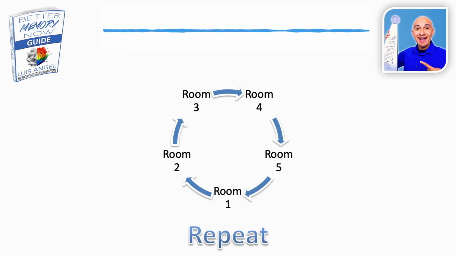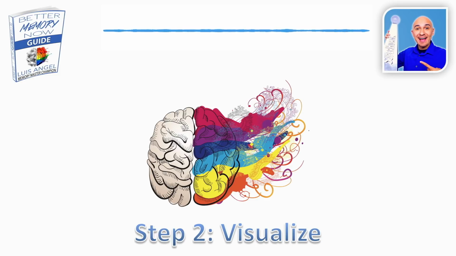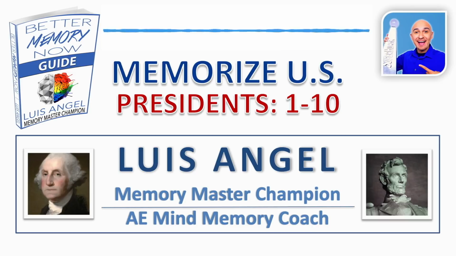Now what I want you to do is repeat this process for each one of the rooms. If the next room is a bathroom, maybe choose a toilet, a sink, a shower, a towel rack, a door, whatever it is. Those are actually my 5. And then we are ready to move on to step 2, which is visualize. And this is where the fun begins. This is where we're going to be able to memorize the first 10 presidents and also all the other ones in a sequential order.